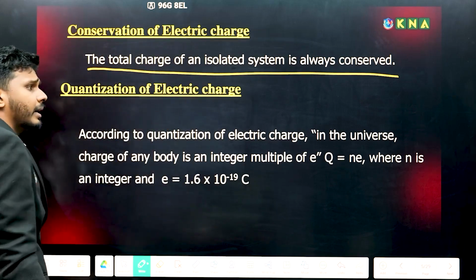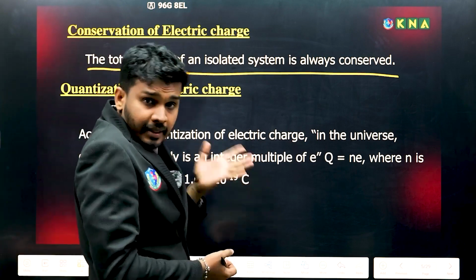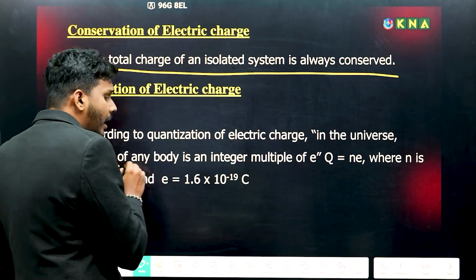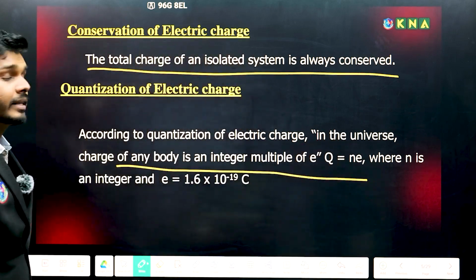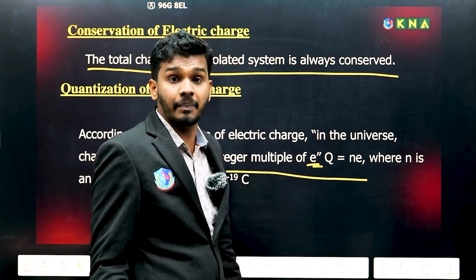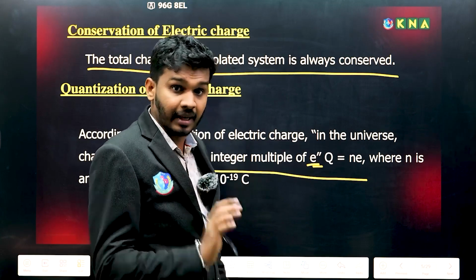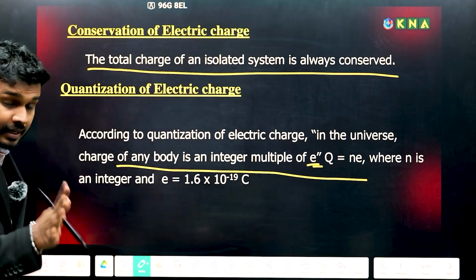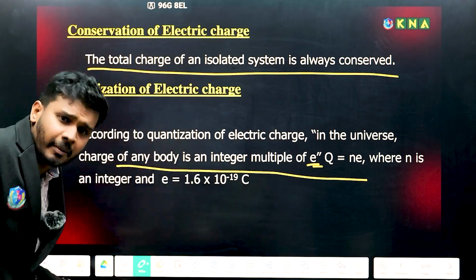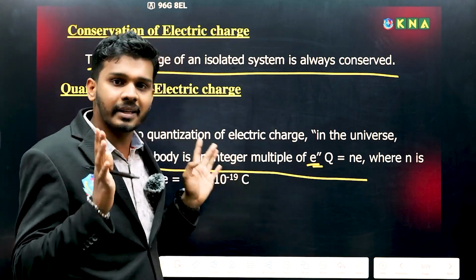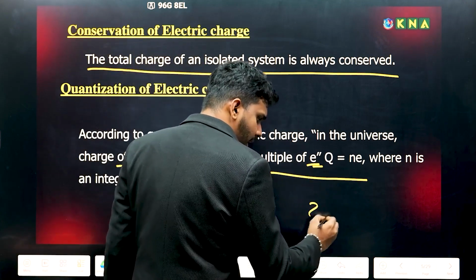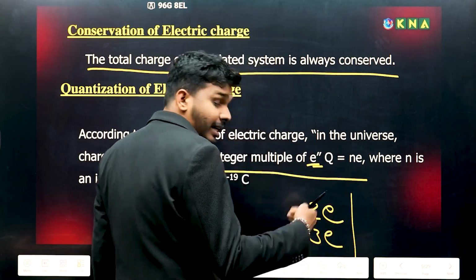The next one is quantization of electric charges. Quantization of electric charge means that in the universe, the charge of any body is an integer multiple of e, the charge of one electron. That is called the quantization property. For any object, the charge is an integer multiple of e. For example, 2e, 3e, 5e.